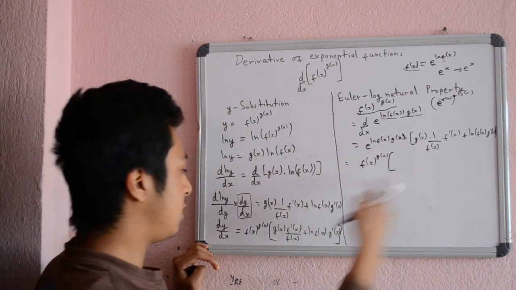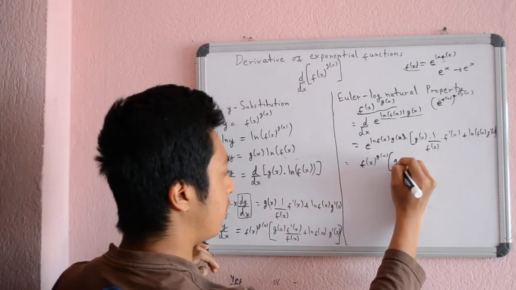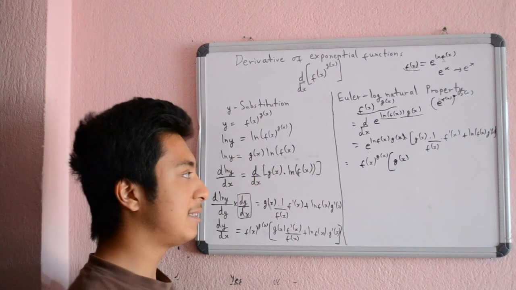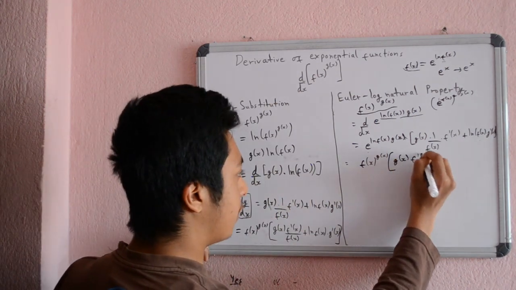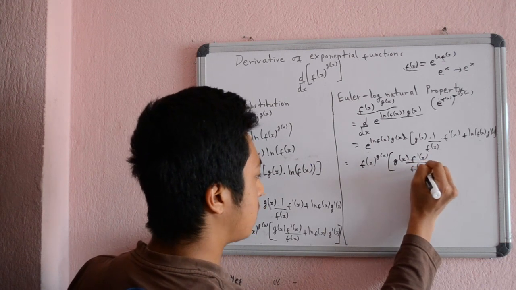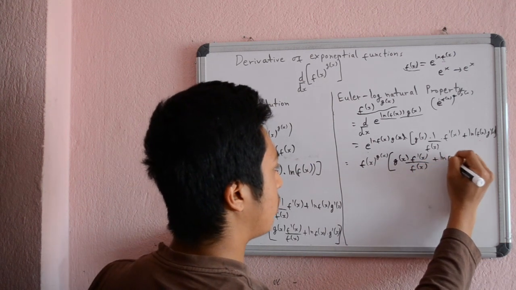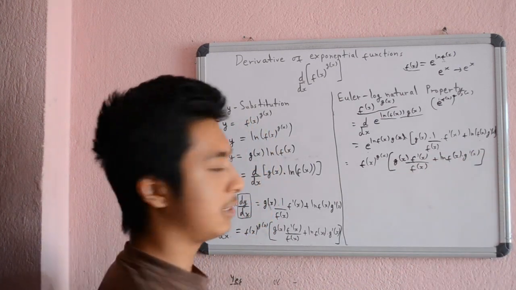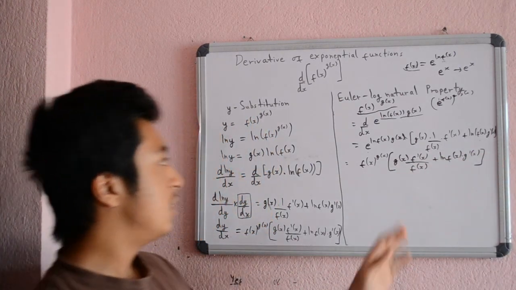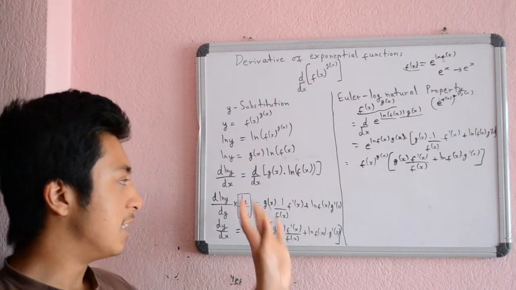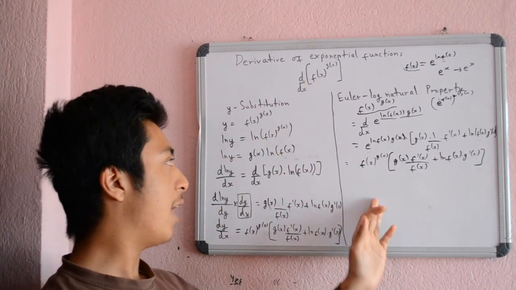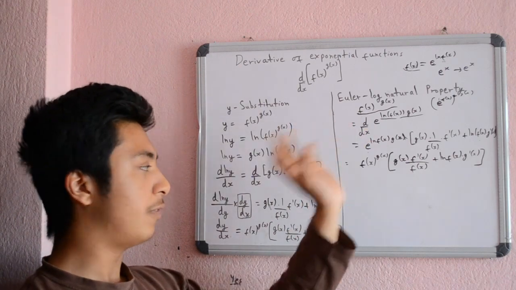And inside the bracket, similarly to this, we'll have g of x, or not similarly, the exact same like this, f derivative of x over f of x, plus log natural of x into derivative of x, like this. Now, this is just a general form. This is why it may look kind of crazy. But let's look at an example on how we can use these methods to find the derivative.